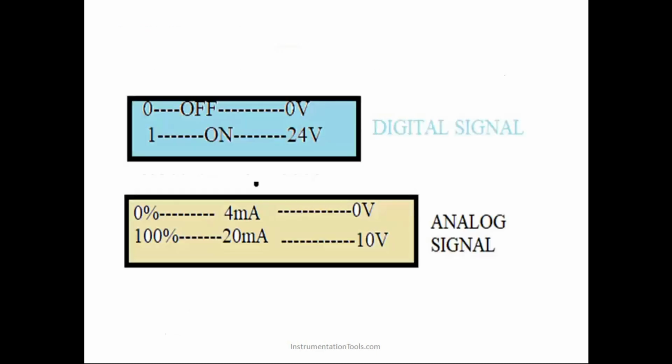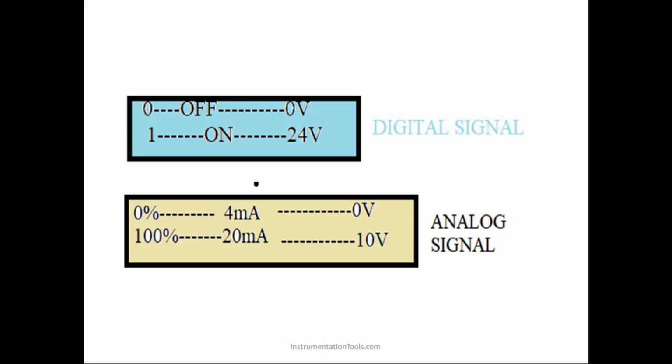Okay, so first of all, we need to understand what the different types of signals used in PLCs are before understanding more about the PLC system. Here we have digital signals. Digital signals have only two states, either on or off. In the on state, it will be producing or accepting a 24 volt signal. Similarly, in the off state, it will have 0 volt.